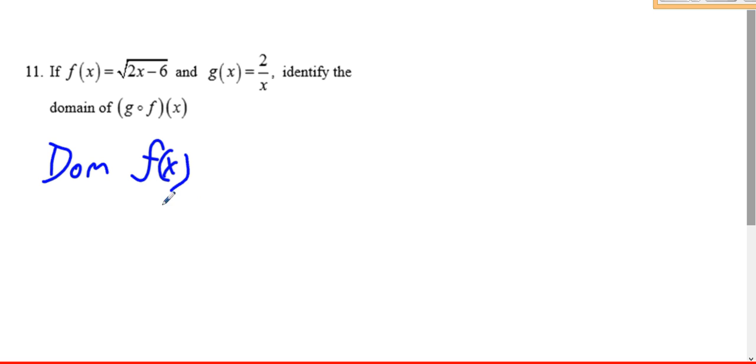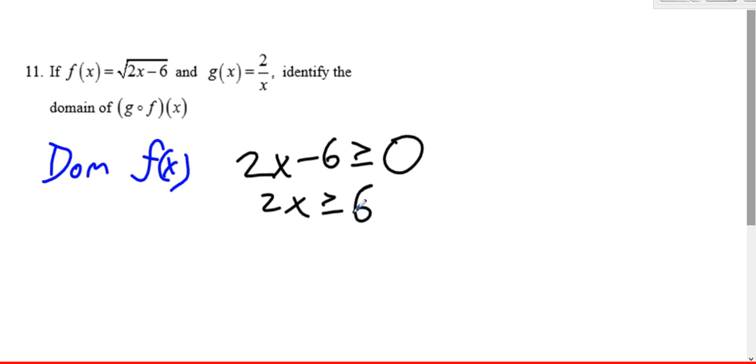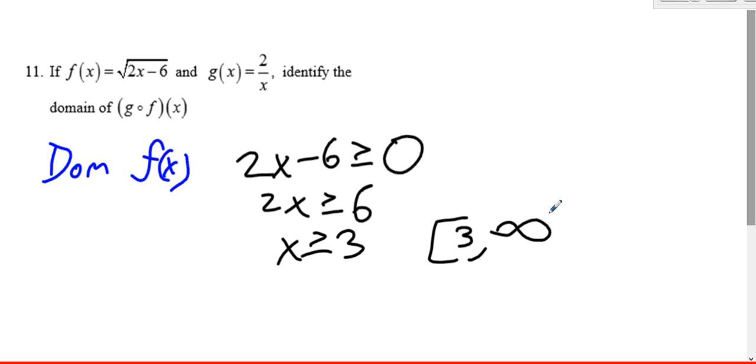All right. Domain of f of x: the radicand, the part inside the square root, cannot be negative. It has to be greater than or equal to 0. So you solve that, and you get 2x is greater than or equal to 6. So x has to be greater than or equal to 3. If you put that as an interval, that would be 3 to infinity. Since it was "or equal to," it gets a bracket. And there's our domain of f.